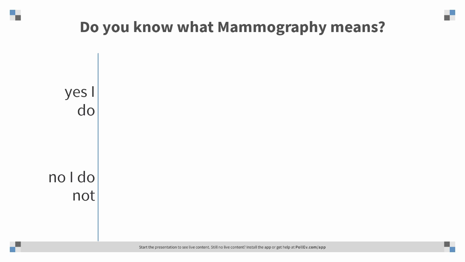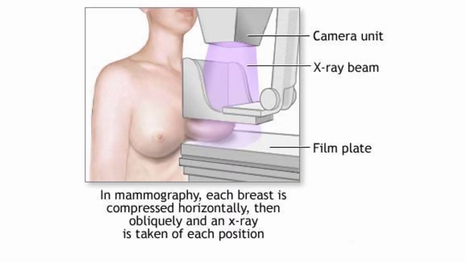Do you know what mammography is or what a mammogram is? Some of you might remember this when we talked about Angelina Jolie and her experience with having the BRCA mutation. A mammogram or mammography is a test where each breast is compressed horizontally and then obliquely, or sideways, in between this camera unit and a film plate, and it's not comfortable, but an x-ray is taken in each position. Radiologists then look at the results to look for abnormalities. This is a screening test for breast cancer.